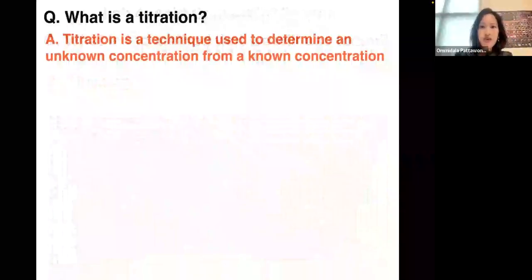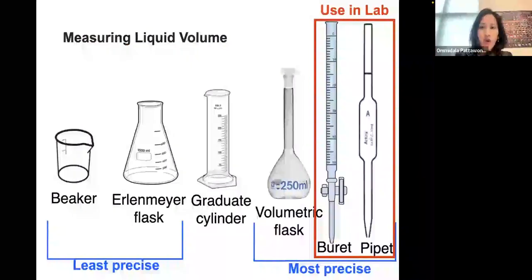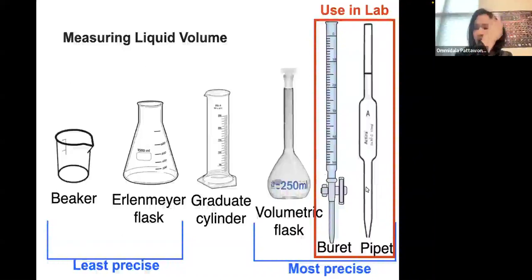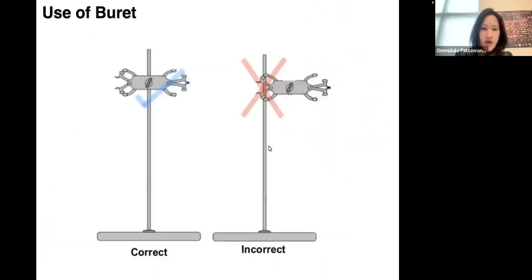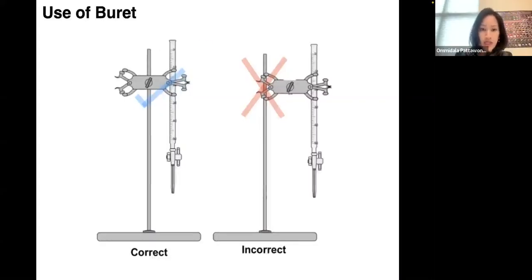Titration is a technique used to determine an unknown concentration from a known concentration substance. We are going to use a burette and pipette in this lab, because we need to know the precise volume of the substance. The burette is the one you fill with the known concentration of the substance, and the pipette is the one you use to measure out the unknown concentration. Note that in the lab manual, there is a section on how to use the burette, so please read this ahead of time so you know how to set it up properly.